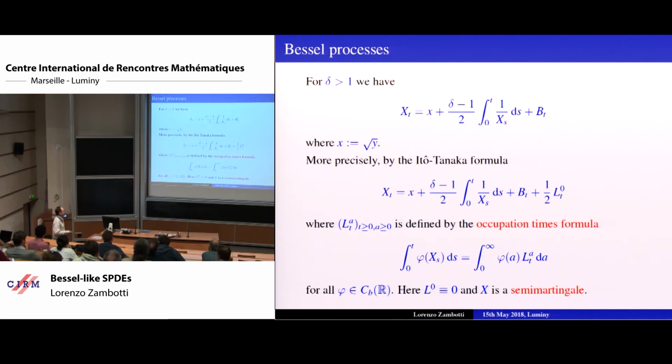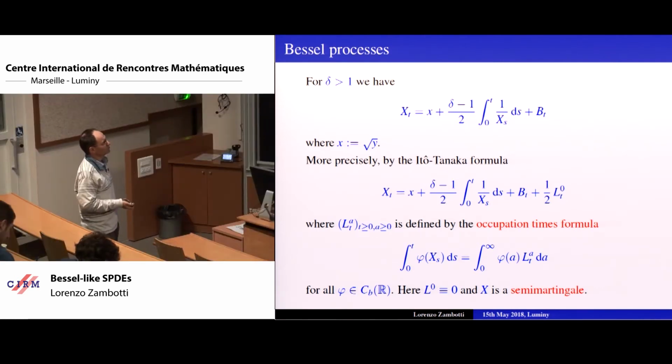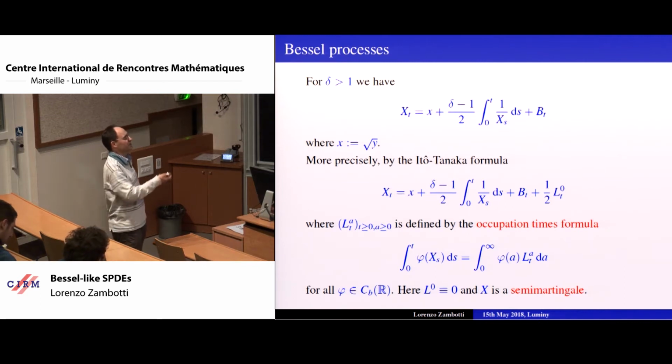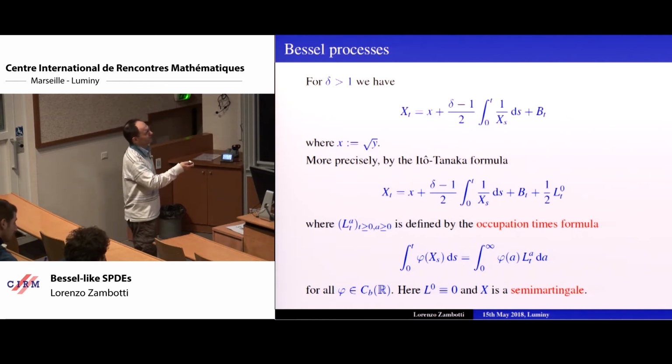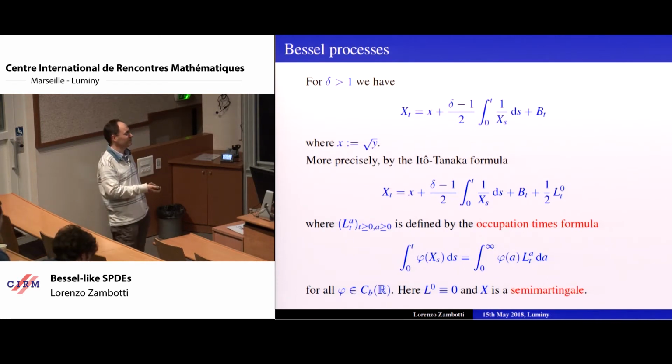This is the semimartingale decomposition of X: initial condition square root of y, plus a drift of this form, (delta minus 1)/2 times 1/X, plus again Brownian motion. So this time the noise is additive, but the drift is more difficult than for the squared version. Again, X_t is non-negative, of course, because it is a square root of a non-negative process.